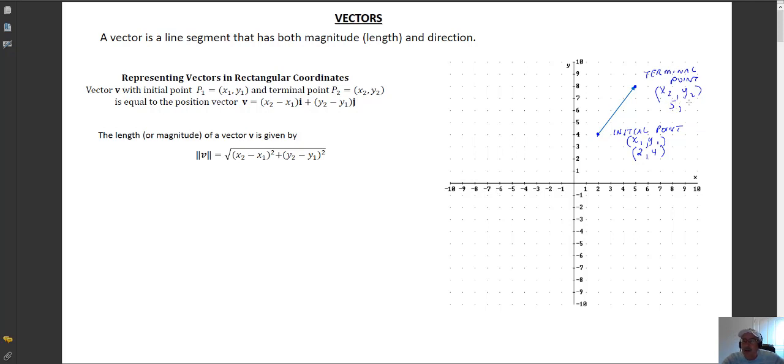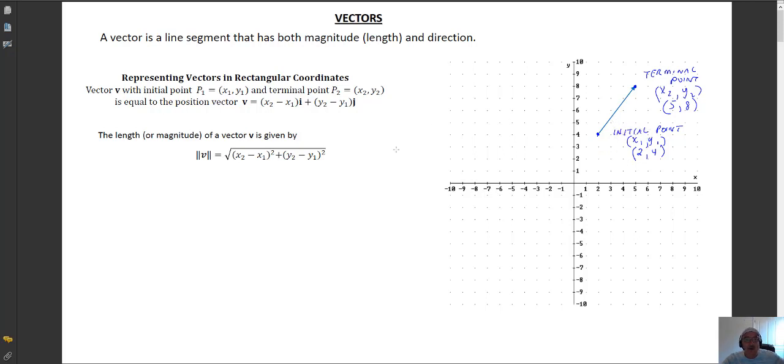Now, one point I have to make is that unlike geometry, some of you remember your old high school geometry, this looks like a ray, and a ray keeps going endlessly forever in that direction. A vector does not. It has a specified length or magnitude.